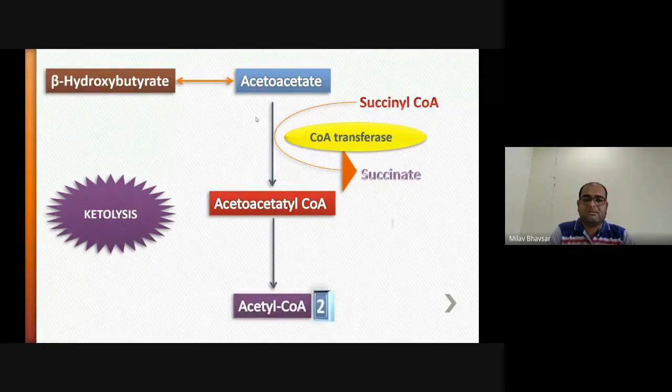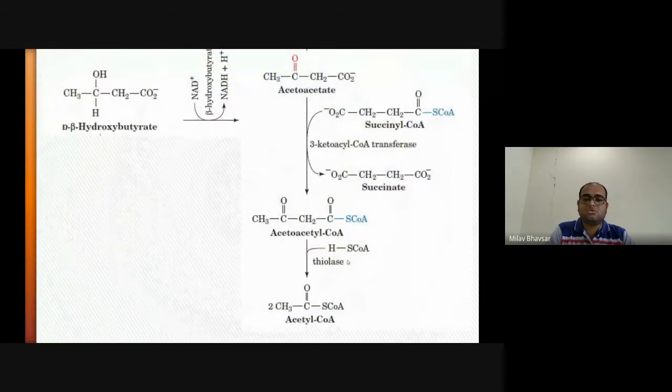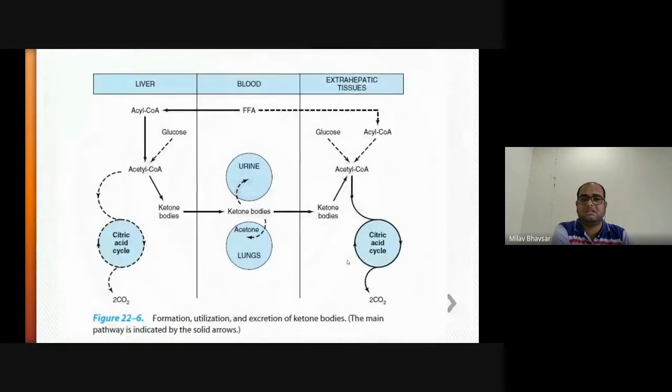Okay. Now, once we have the acetoacetyl coenzyme A, it can add coenzyme A with the help of thiolase, which was generating the acetoacetyl coenzyme A, and break it down into acetyl coenzyme A. So these two acetyl coenzyme A can again go into energy generation. So this is how they are utilized.